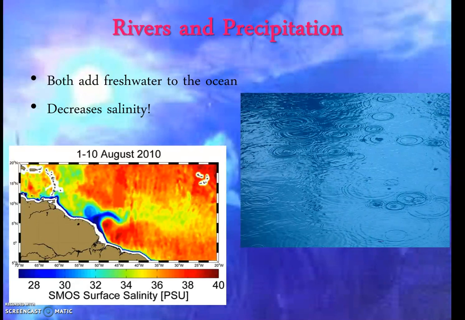Another way the saltiness of water varies is through rivers and precipitation, such as rain. As rivers enter into the ocean, rivers are fresh water, so that is adding fresh water to the ocean, decreasing salinity. As it rains, as we talked about, only water evaporates and then precipitates back down. So as it rains, that also adds fresh water to the ocean, decreasing the salinity or the saltiness of the water.